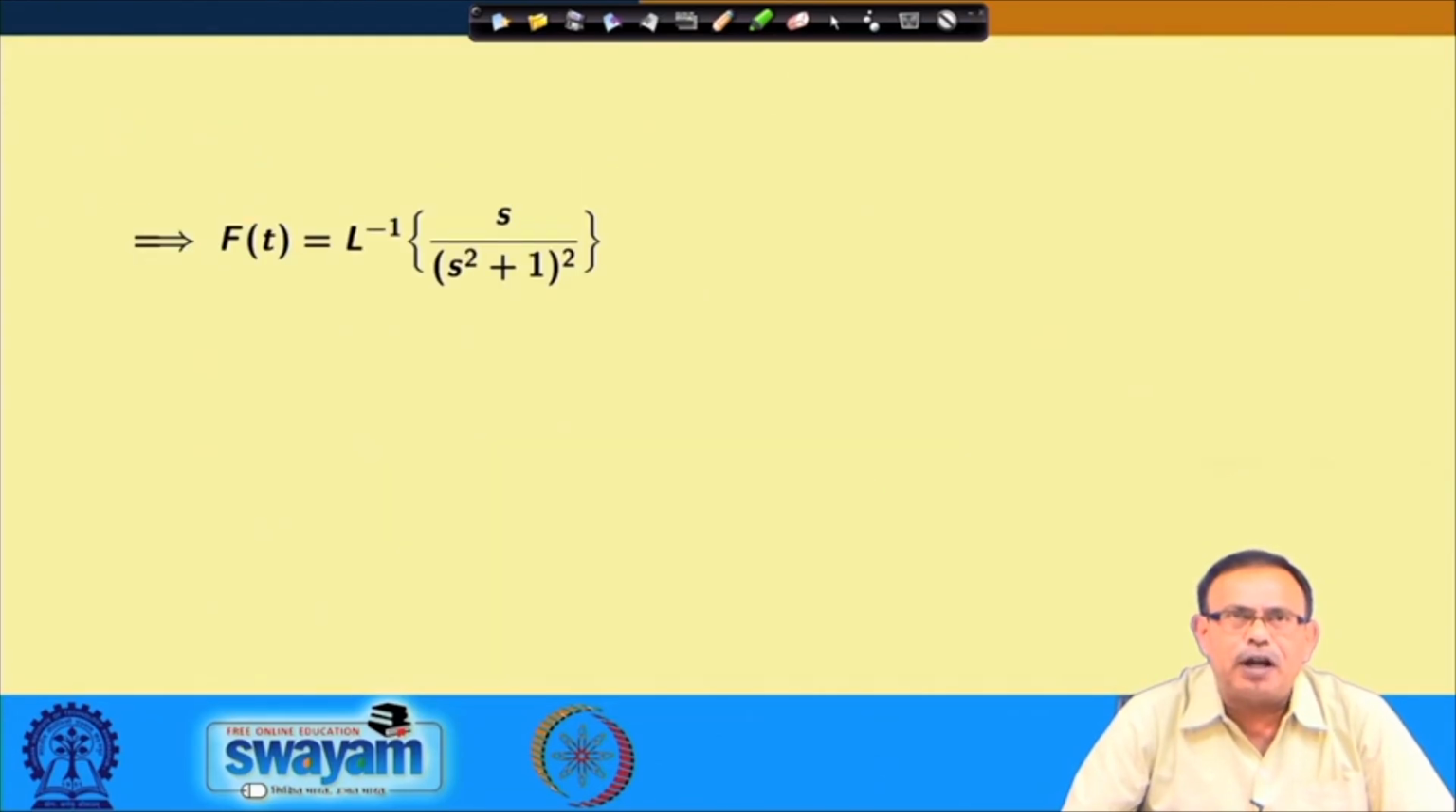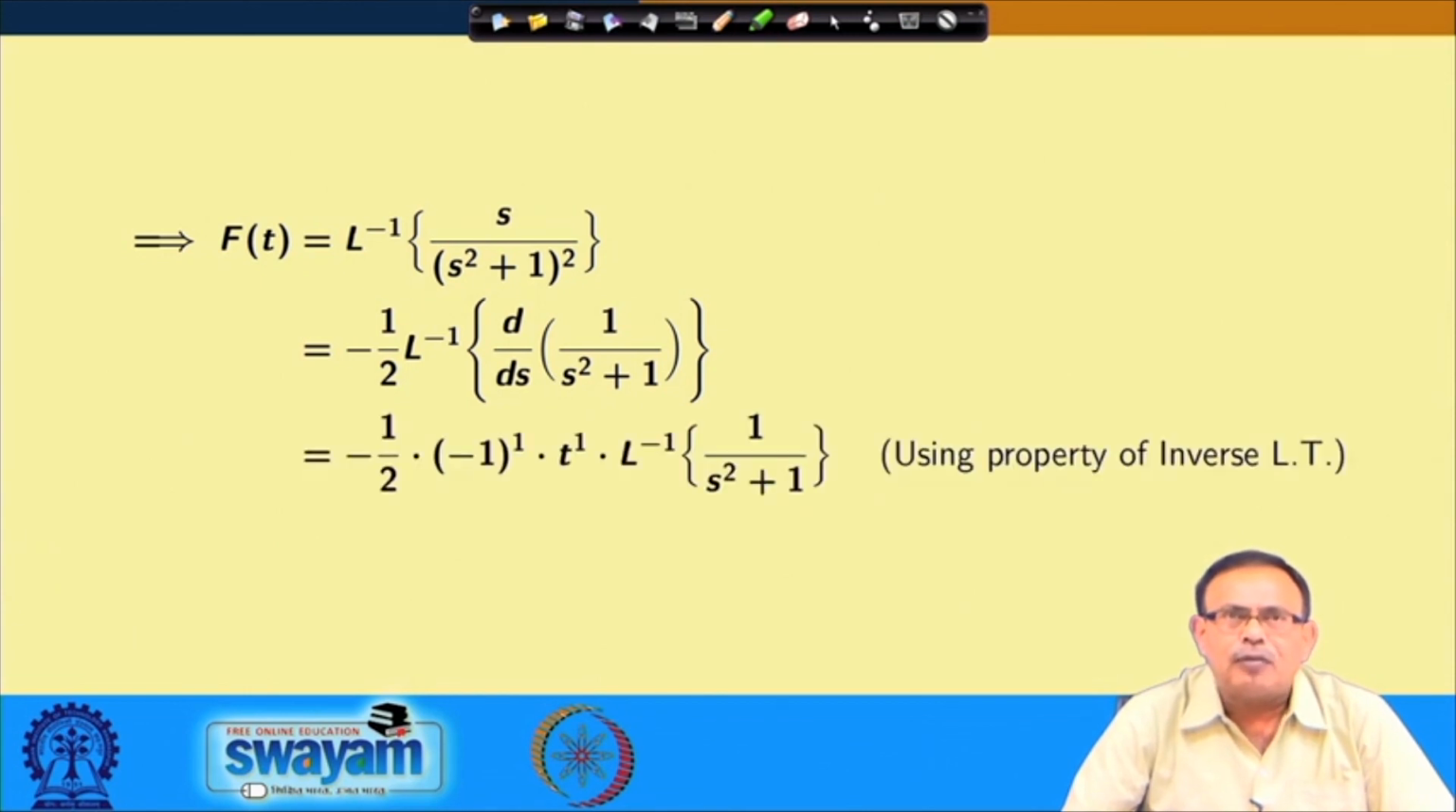And f(t) I can obtain as the Laplace inverse of this quantity, which, using the property, I can write as minus half into Laplace inverse of d/ds of 1 by s square plus 1. If I take the d/ds, I will obtain half into minus 1 t Laplace inverse of 1 by s square plus 1, and Laplace inverse of 1 by s square plus 1 is nothing but sin t. Therefore, the value of f(t) is equal to t by 2 sin t. In this way, even if we have an integral equation, using convolution and the properties of Laplace transform, I can find the solution of this.